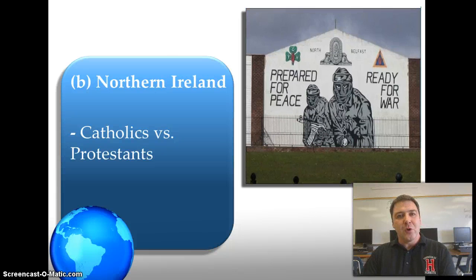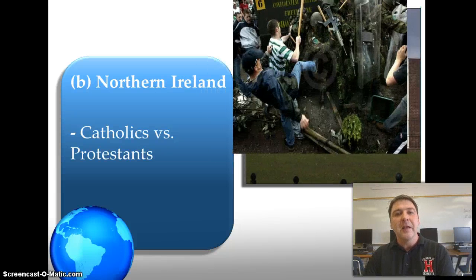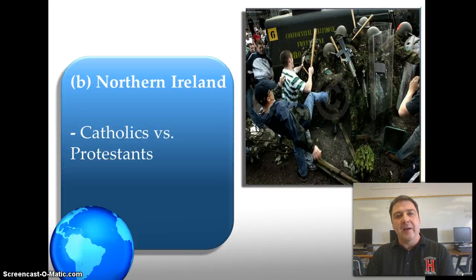Lots of scary murals like this throughout Belfast, one of the cities in Northern Ireland. And even though the tension has kind of gone down over the years, you do still see clashes like this between those who are Catholic and want to be part of Ireland and those who are Protestant and want to be part of Great Britain.